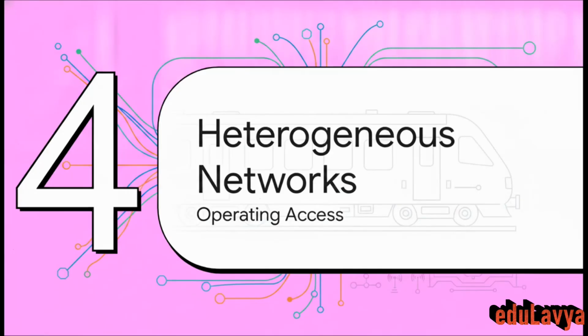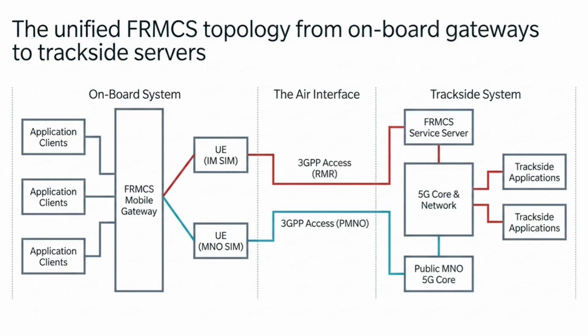Section 4. Operating heterogeneous access networks. Now, what's really interesting about this slide is how the multipath function physically bridges the whole system together. On the left side, you've got the onboard systems of the train itself, and on the right side, representing the trackside infrastructure, is the core FRMCS domain. Notice how the multipath function sits right in the middle as a critical bridge on both ends of the connection. It's essentially the grand conductor of this entire matrix.